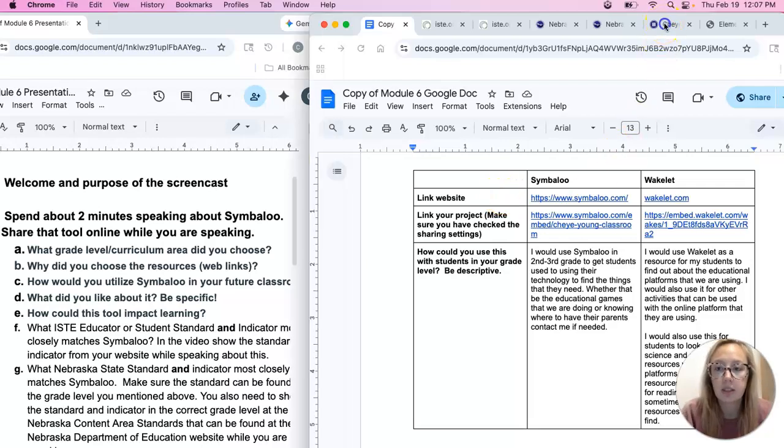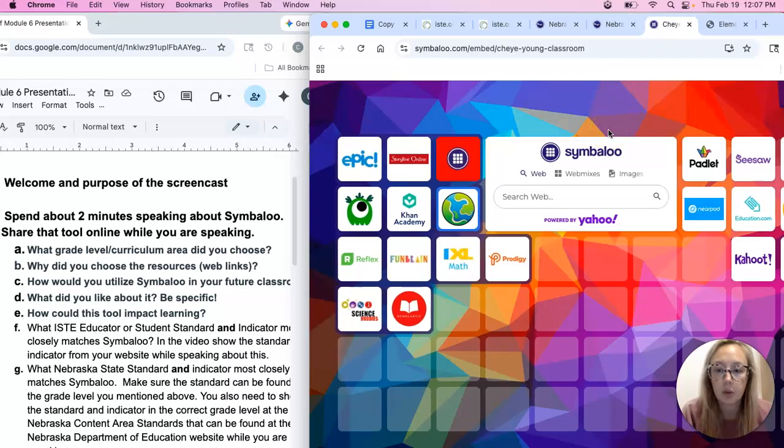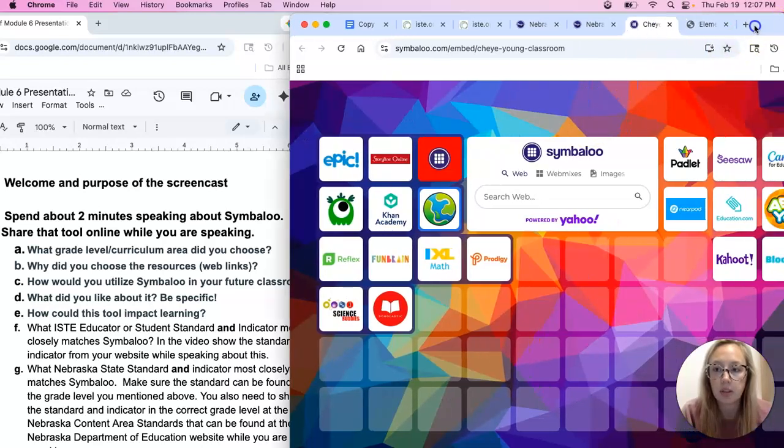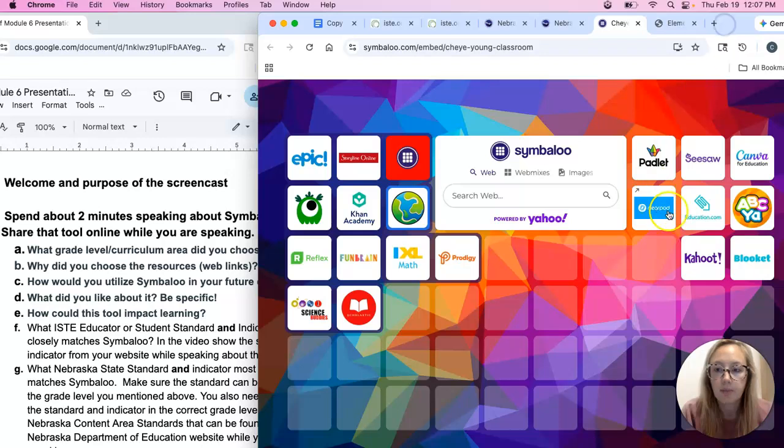So this is my Syllaboo here. Move it over just a little bit. Seesaw, Canva, those are kind of the main things that we use. And then this comes over and talks about math games, science games, literacy games, reading tools.